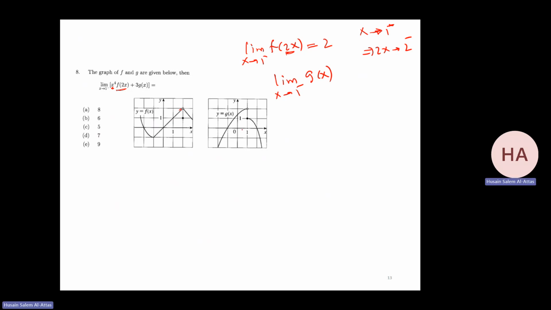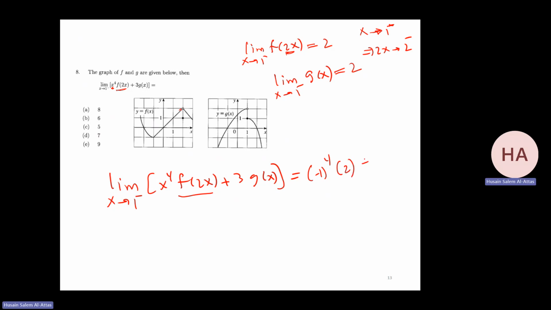Yeah, 1 from left. This is 1 from left, less than 1, that will be 2 also. Okay, so what is the limit as x goes to 1 from left of x to the power 4, f of 2x? All limits exist. Since I'm doing it only from left, I just substitute. You have minus 1 to the power 4. This one, I know it, it's 2 plus 3. This one is 2 again. So that will be 2 plus 6, which is 8. And that will be the answer.